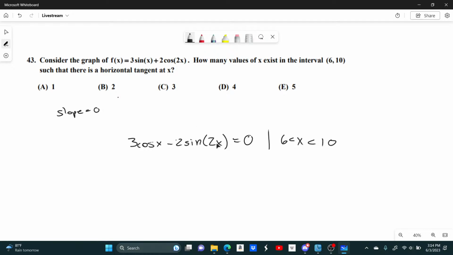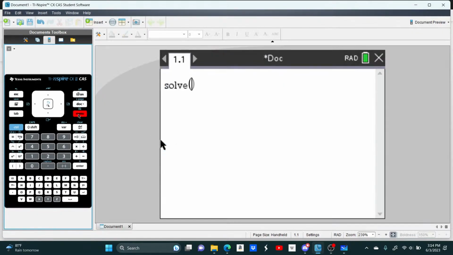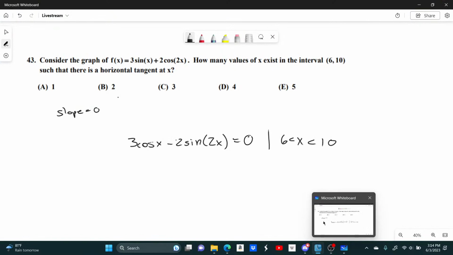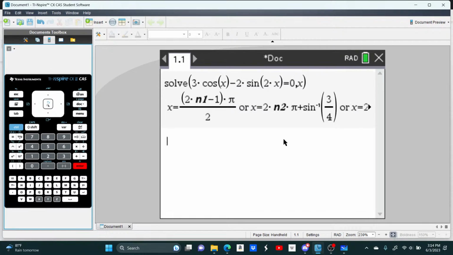So there's a way you can do this on your calculator, because to be honest, this is kind of an annoying solve to do by hand. So I'm going to do 3 cosine of x minus 2 sine of 2x. That's what it was, right? Let me double check. Yeah, that's right. Equals 0. And when you do this, you basically get an infinite number of solutions, which makes sense, right? Because sines and cosines are periodic, it's going to keep repeating.